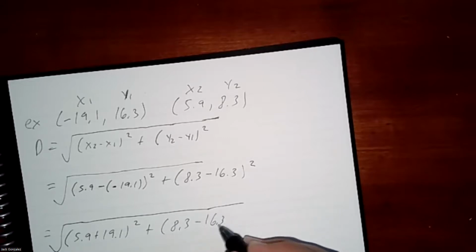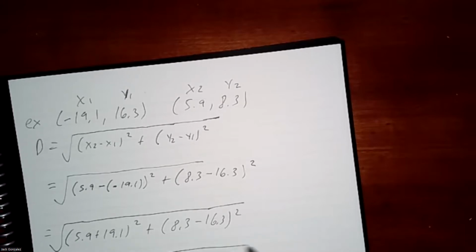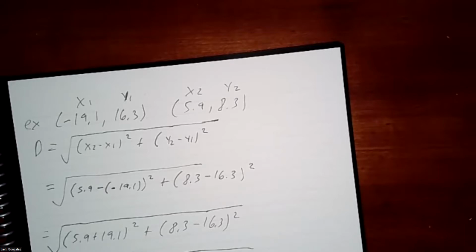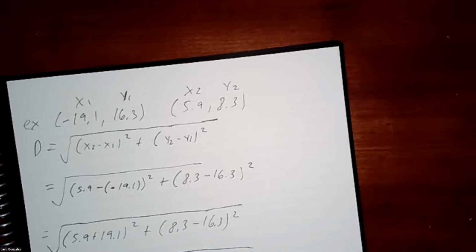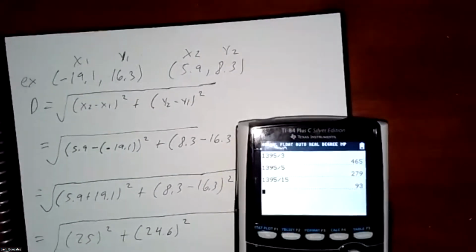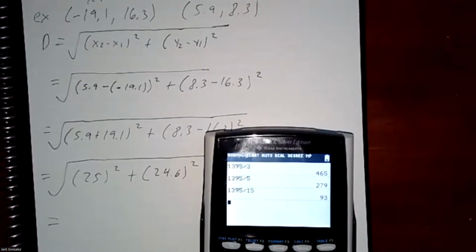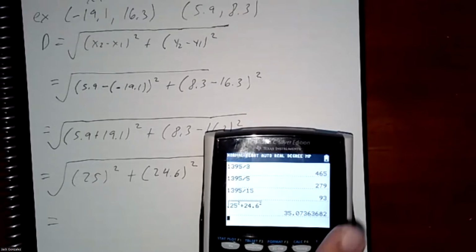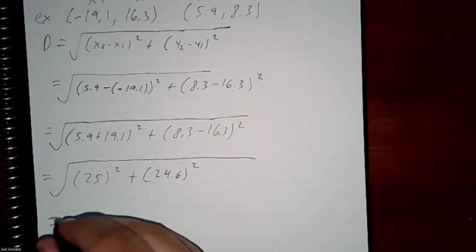Just deal with the negative first. That way you won't mess up. So right here, what's 5.9 plus 19.1? That'd be 25, right? 8.3 plus 16.3, what is that? 24.6. At this point, we have to use a calculator. We probably should have used a calculator earlier, but who cares. It's 25 squared plus 24.6 squared. It's going to be 35.07. I don't know how many decimal points they asked for. I think they were asking for 2. Okay.